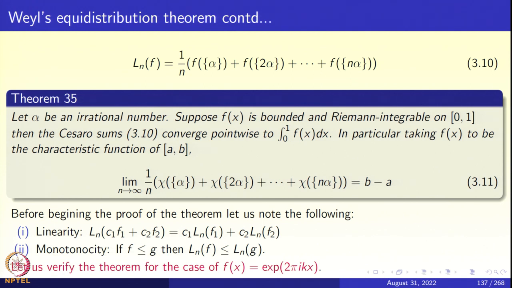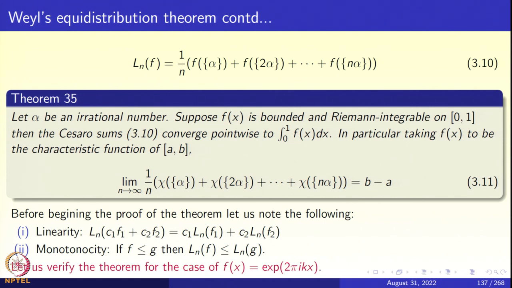So let us make two simple observations about this expression L_n f in 3.10. Obviously, L_n is linear: L_n of c1 f1 plus c2 f2 is c1 L_n of f1 plus c2 L_n of f2. The second important observation is monotonicity. If f and g are real valued, and f is less than or equal to g, then L_n f is less than or equal to L_n g. These are two important properties that will be heavily used in the proof of theorem 3.5.